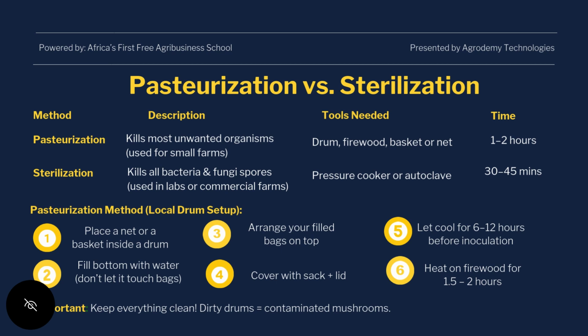Now, the next thing you want to do is pasteurize and sterilize, right? So, what are the advantages of pasteurization? Pasteurization helps you to kill all the unwanted organisms that are inside our mixture. And what are the tools you need?